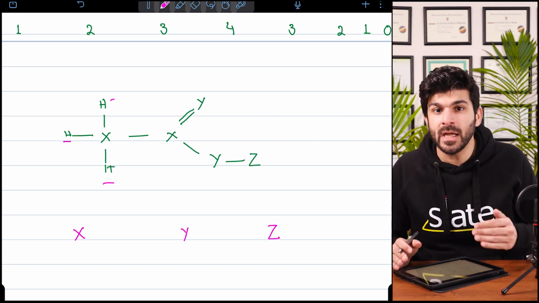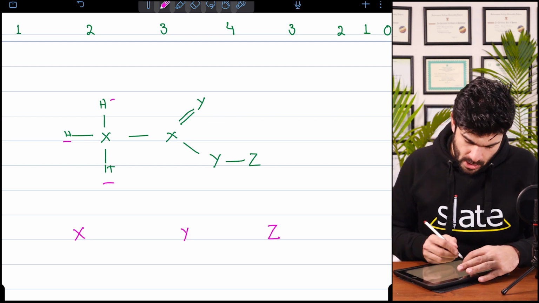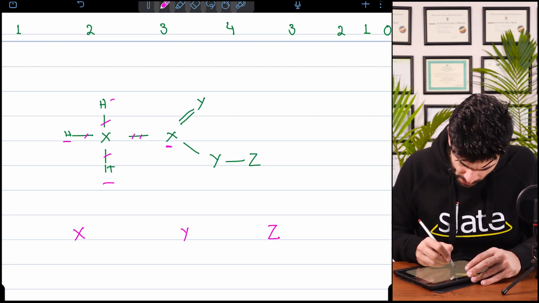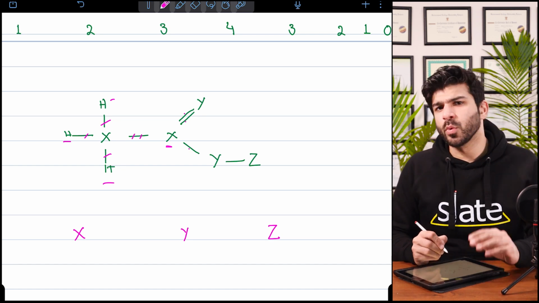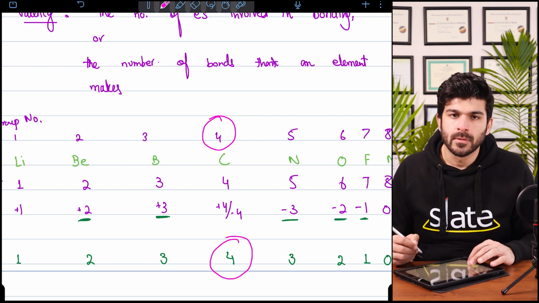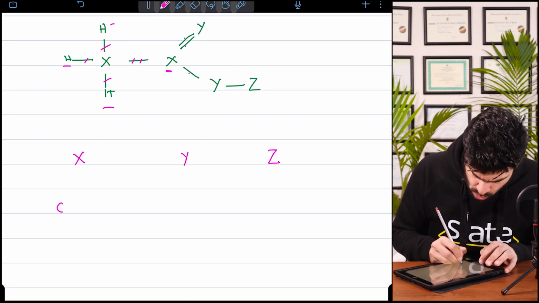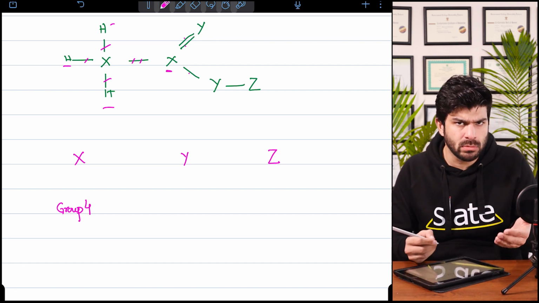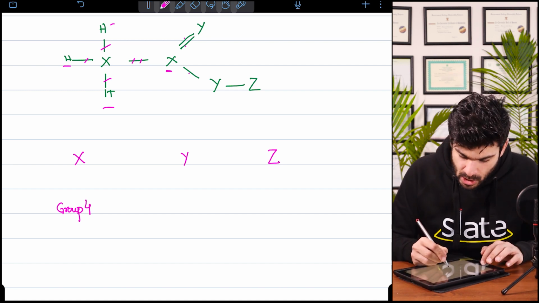So all of them should be non-metals. So X is making 1, 2, 3, 4 bonds. And look at this X. 1, 2, 3, 4. So which group can make 4 bonds? Group 4. So X belongs to group 4. It can be carbon, it can be silicon. They can give you those examples.